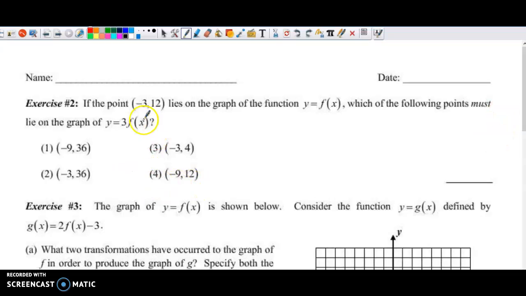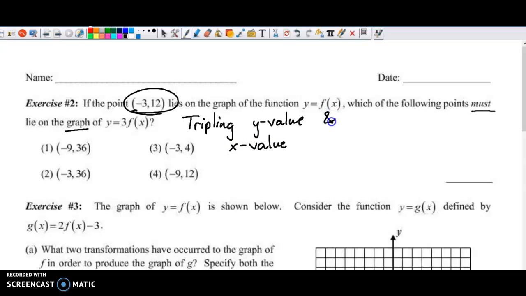So what we have is this point is on the graph of y equals f of x. So what point must be on the graph of this? Well, the thing is you're tripling the y value. So in other words, the x value does not change. So triple the y value and the x value is the same. So look at the one that has the x value is the same, -3, but then 12 times 3 gives me 36. So we're looking at option 2.